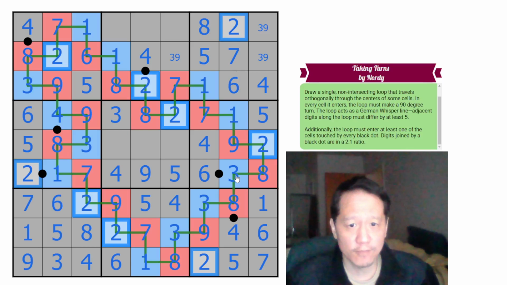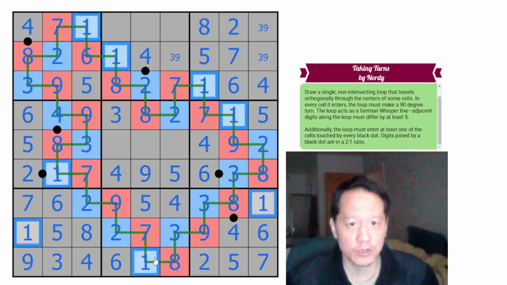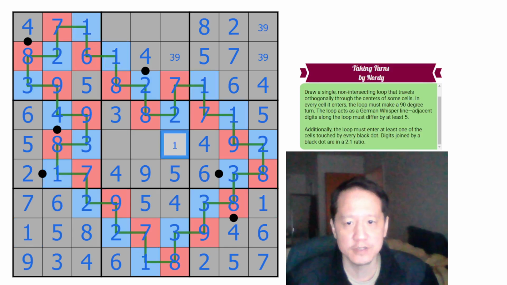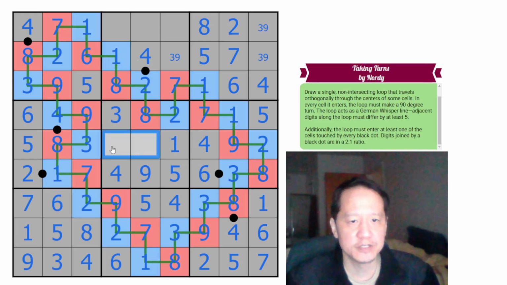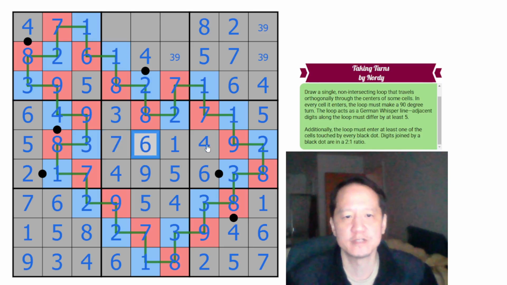We have all the 2s set. All the 1s should be... Yeah, we have 8 1s, so the last 1 has to be here. So this is a 1. So that's the 9th one. The remaining digits here are 7 and 6. Well, this can't be 6, so this must be 7, which makes that a 6.